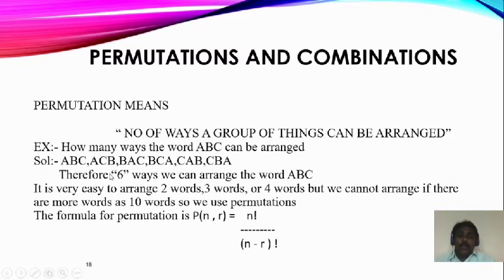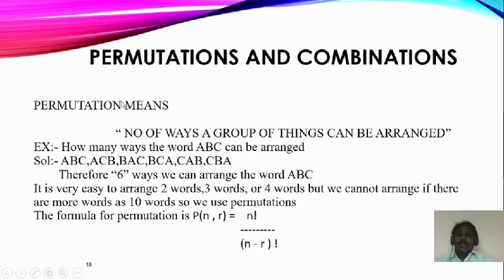But if he has given 10 words, then what can we do? We can calculate the word. One page is enough, one note is enough for that. So here we have a simple formula, that is the formula of a permutation. nPr equals n factorial by (n minus r) factorial.